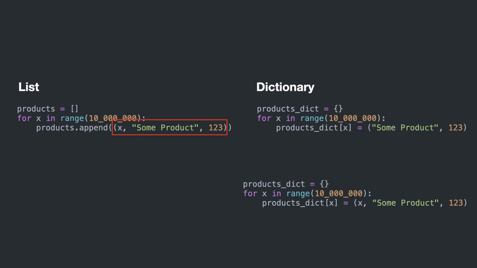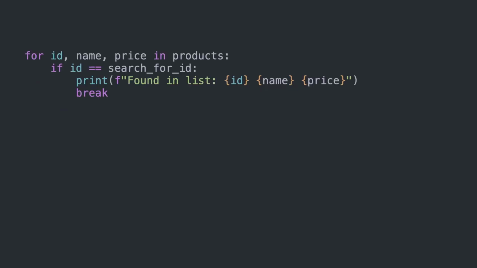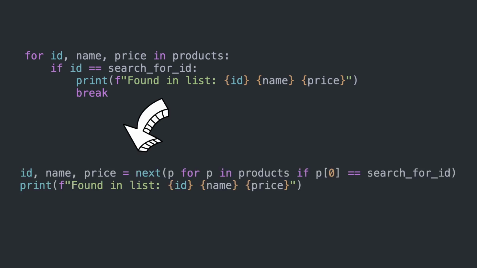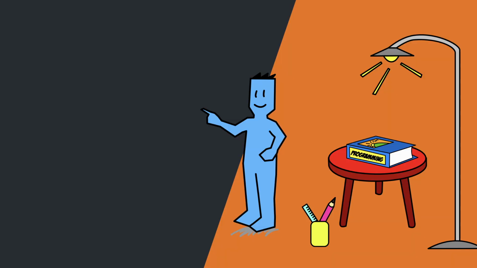If you prefer to use a list over the dictionary, you can even simplify this code by turning it into a generator expression. And to see how that works, click on the screen right now and we'll see each other in the next video. There you learn how generator expressions let you filter lists very efficiently.